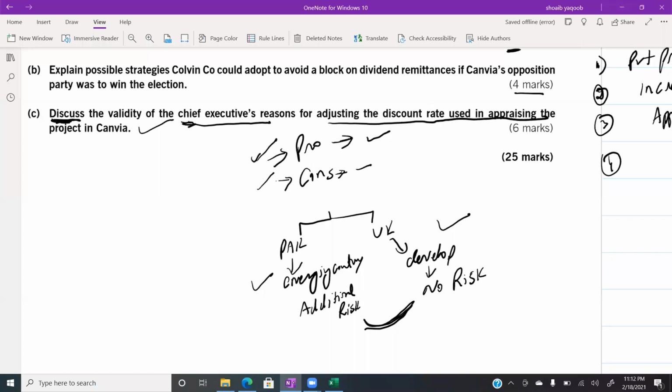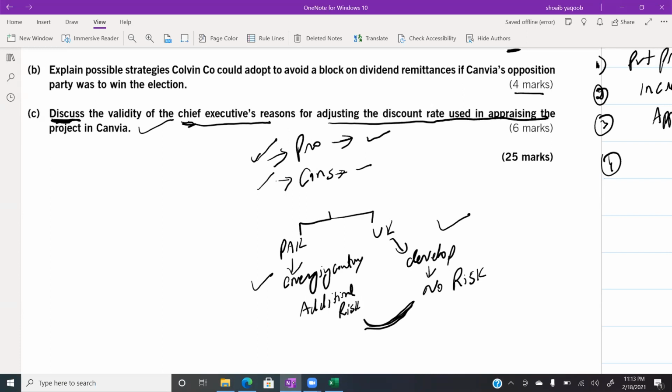I will say read the CEO statement. The CEO is saying that if you are investing in a poor country or emerging country, we will face additional risk. So that's why we should add country risk premium in the discount rate. That was the statement of the CEO. To address that statement, you will write the positive and the negative point. The positive point is that the CEO is right: if you are investing in a poor or emerging country, you will face additional risk, so you will demand additional premium.